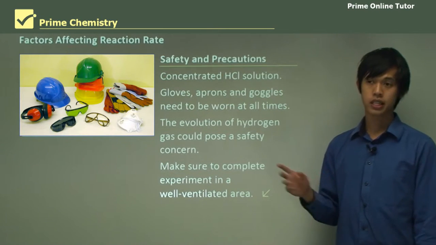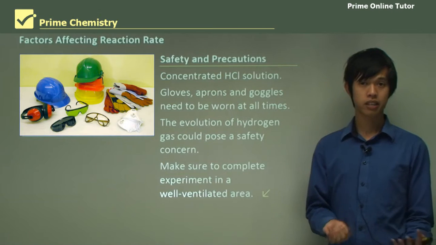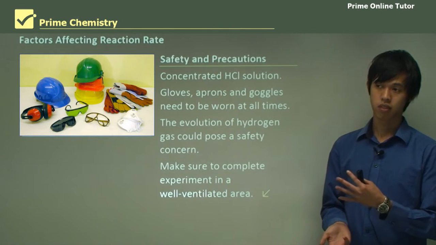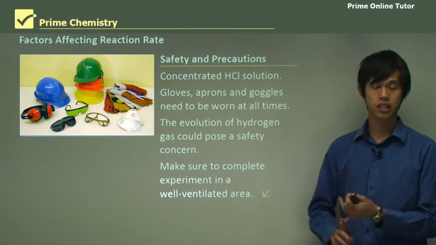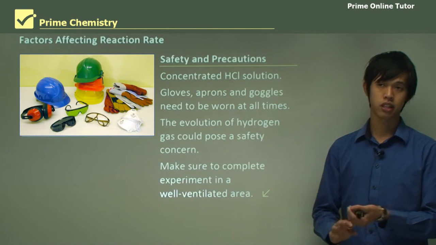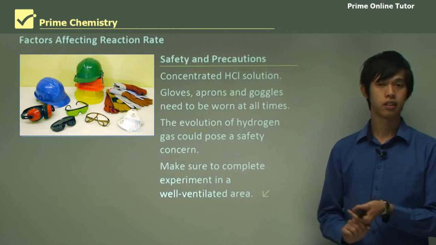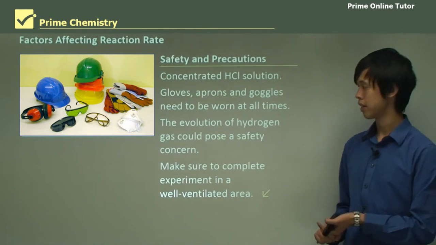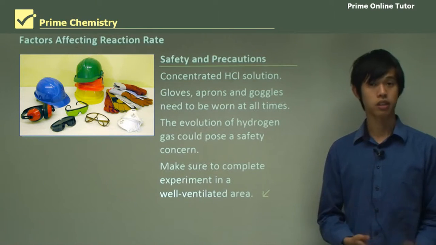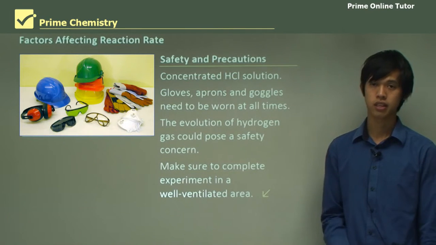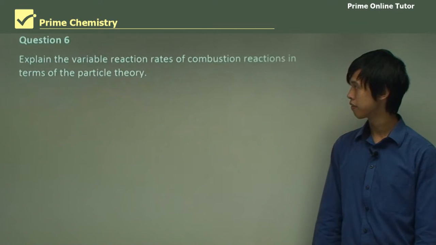So that concludes today's lesson on this fairly simple prac. We looked at the 3 type pracs that we can go through: size of particles, concentration of reactants, and temperature of the system. And we looked at the possible results that you're likely to get when you do this prac. Okay, so move on to the question segment now.